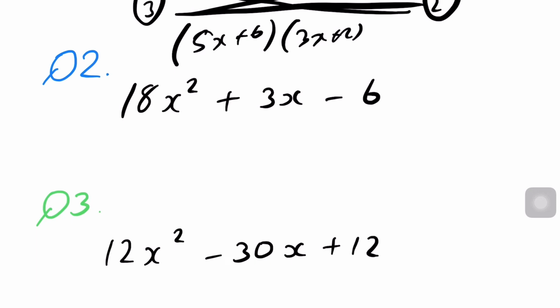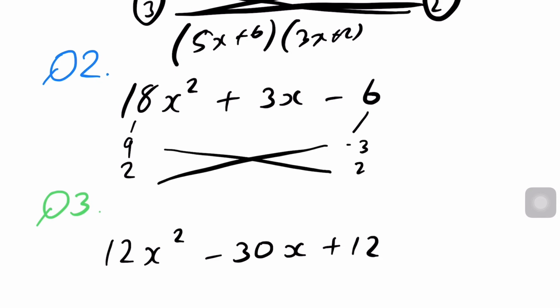So what you want to do instead is to split 18 into two numbers and split minus 6 into two numbers. 18 we can split into, let's go for 9 and 2, or we can go for 6 and 3, or 18 and 1. But we'll try all of them. And then minus 6 we can split into minus 3 and 2. Okay, so you get minus 6 plus 18. Okay, that doesn't work, so let's try a different one.